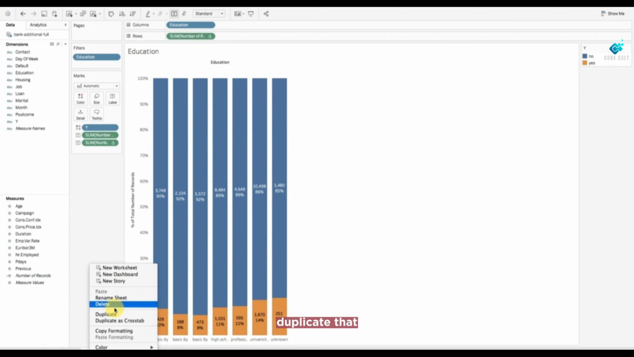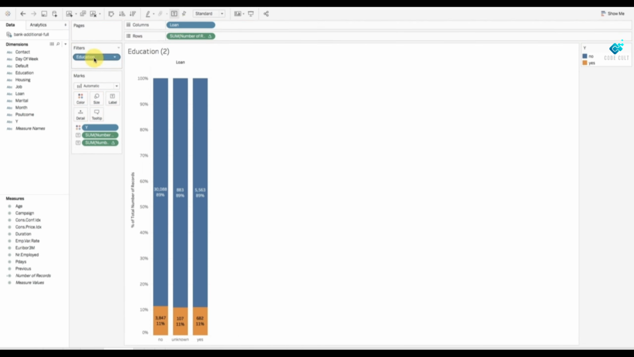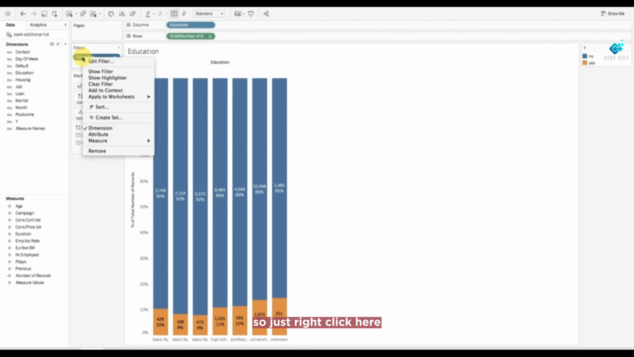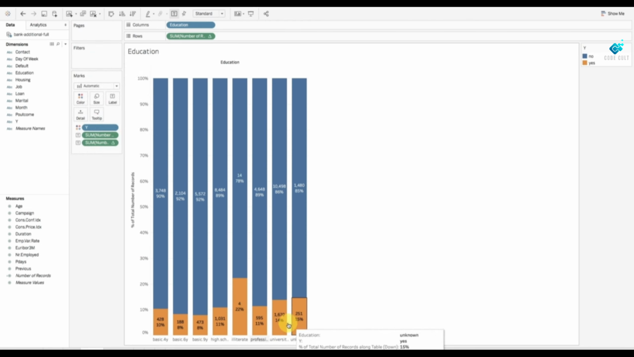Let's do another one. Duplicate that. We're looking for stronger effects. Let's see if we can find anything stronger. So put this in, and you notice that the thing I showed you about excluding, you probably shouldn't do that, because it adds a filter here, and we don't want to get into filters right now. So just right click here and remove this filter so that this unknown comes back.